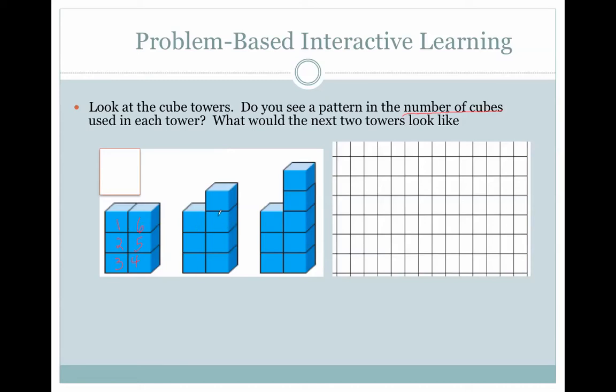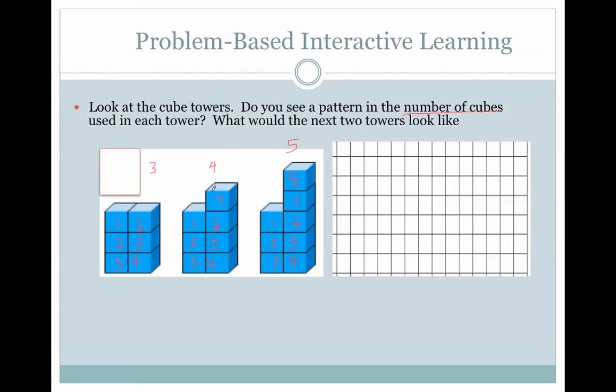The next tower is 3 stories plus 1 more on the top. That makes 4 stories. 1, 2, 3, 4, 5, 6, 7. So for 4 stories, let me put a 3 here and a 4 here for the number of stories. There are 7 cubes. Now, this one is 3 stories, 4, 5. This one is 5 stories high, but it has 1, 2, 3, 4, 5, 6, 7, 8.